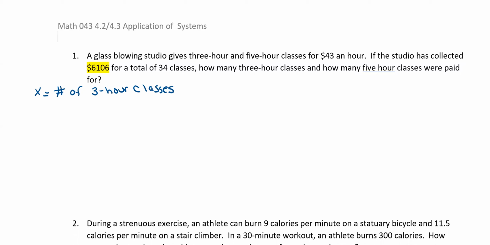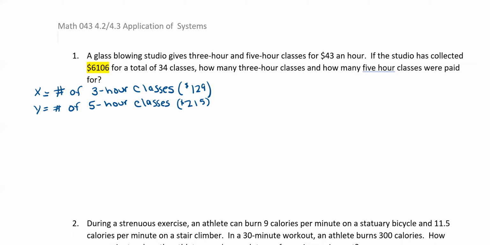So 3 times 43 would be $129 total. Let Y equal the number of 5-hour classes. And a 5-hour class would cost $215, 5 times 43. So we're going to have two equations.